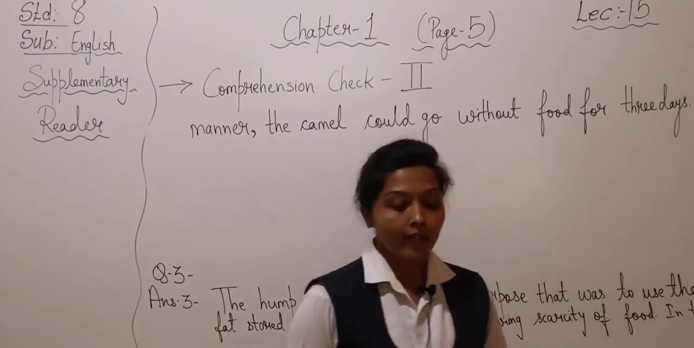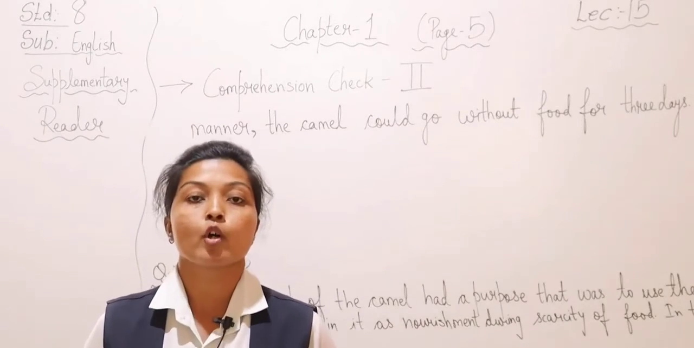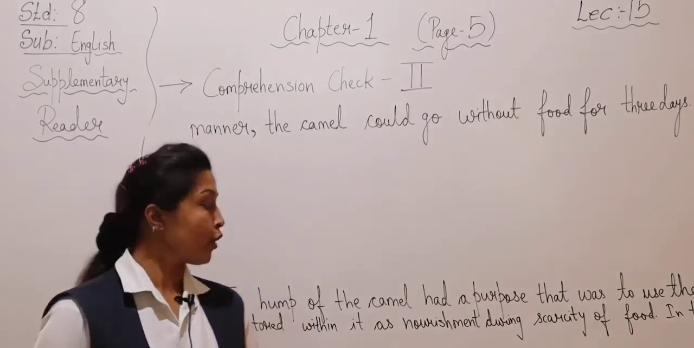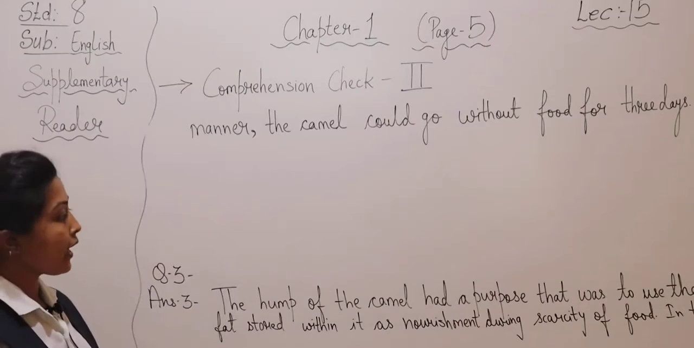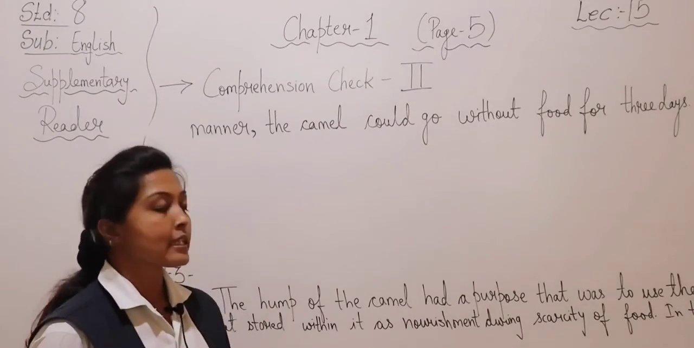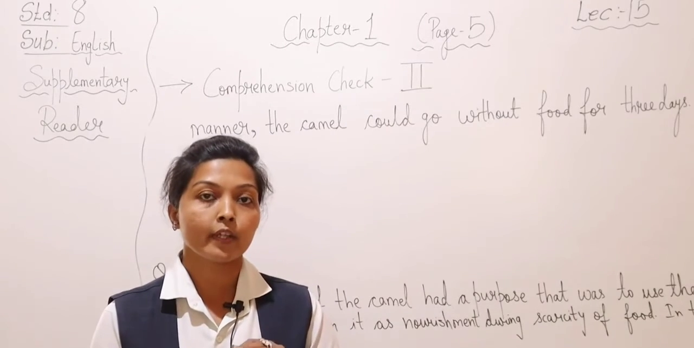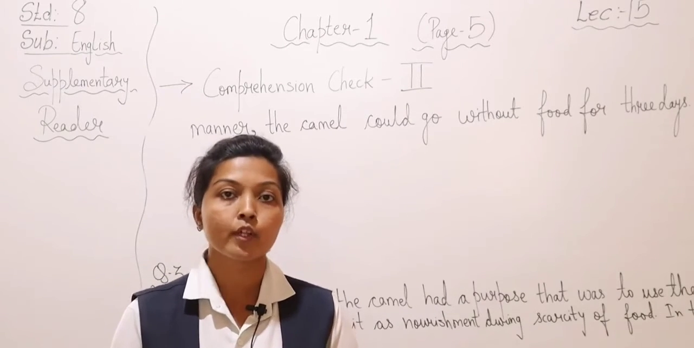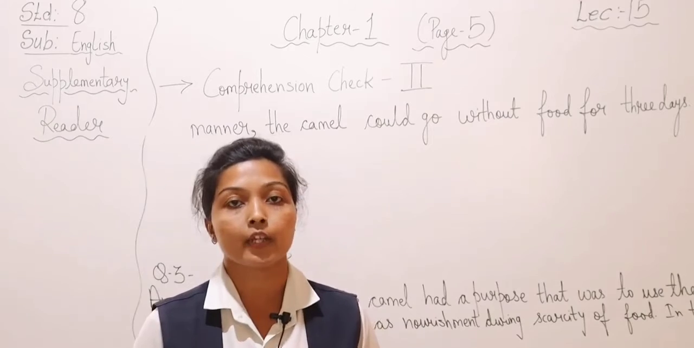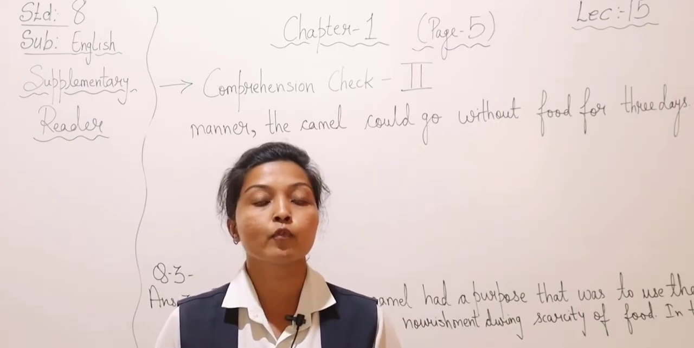Okay, so the question is, what according to the jinn was the use of the hump? The hump is given to the camel for a purpose, that was to use the fat stored within it as nourishment during scarcity of food. When food is not available, or when the camel is not able to find food, at that time, in this manner, the camel could go without food for 3 days. So whatever food is stored inside the hump is useful at that time.